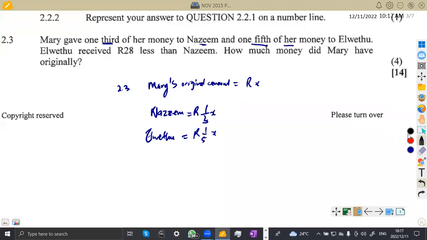So these two now, we are given that Eletu received 28 rand less than Nazim. Okay, this is where our equation is going to be formed from. It means that if we are to remove 28 rand from Nazim's amount, we are going to obtain the amount that was received by Eletu. So we are going to equate the amount for Eletu, which is 1/5 of X, to the 1/3 of X. Then we subtract the 28 rand from that. So that's an equation that you have formulated.